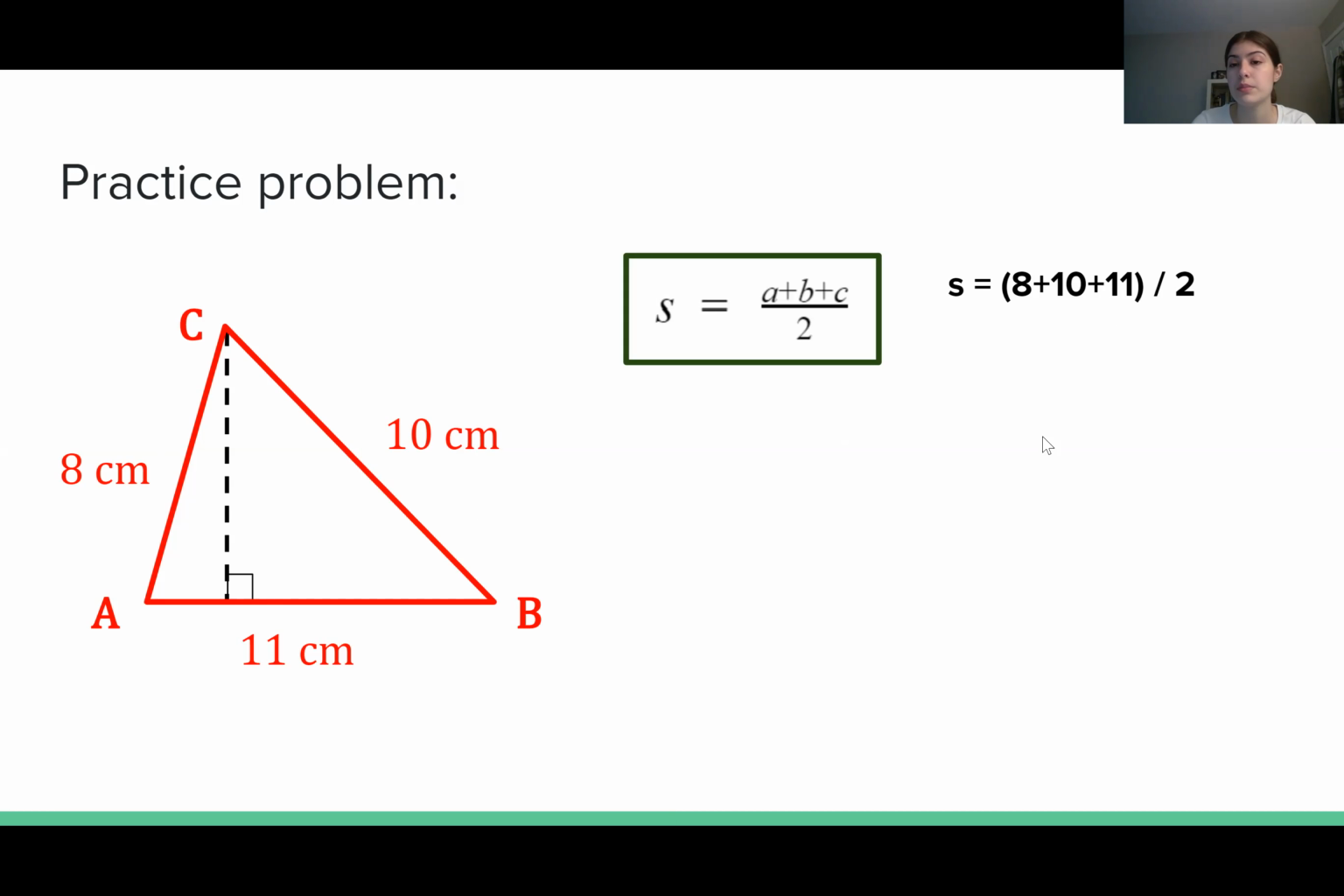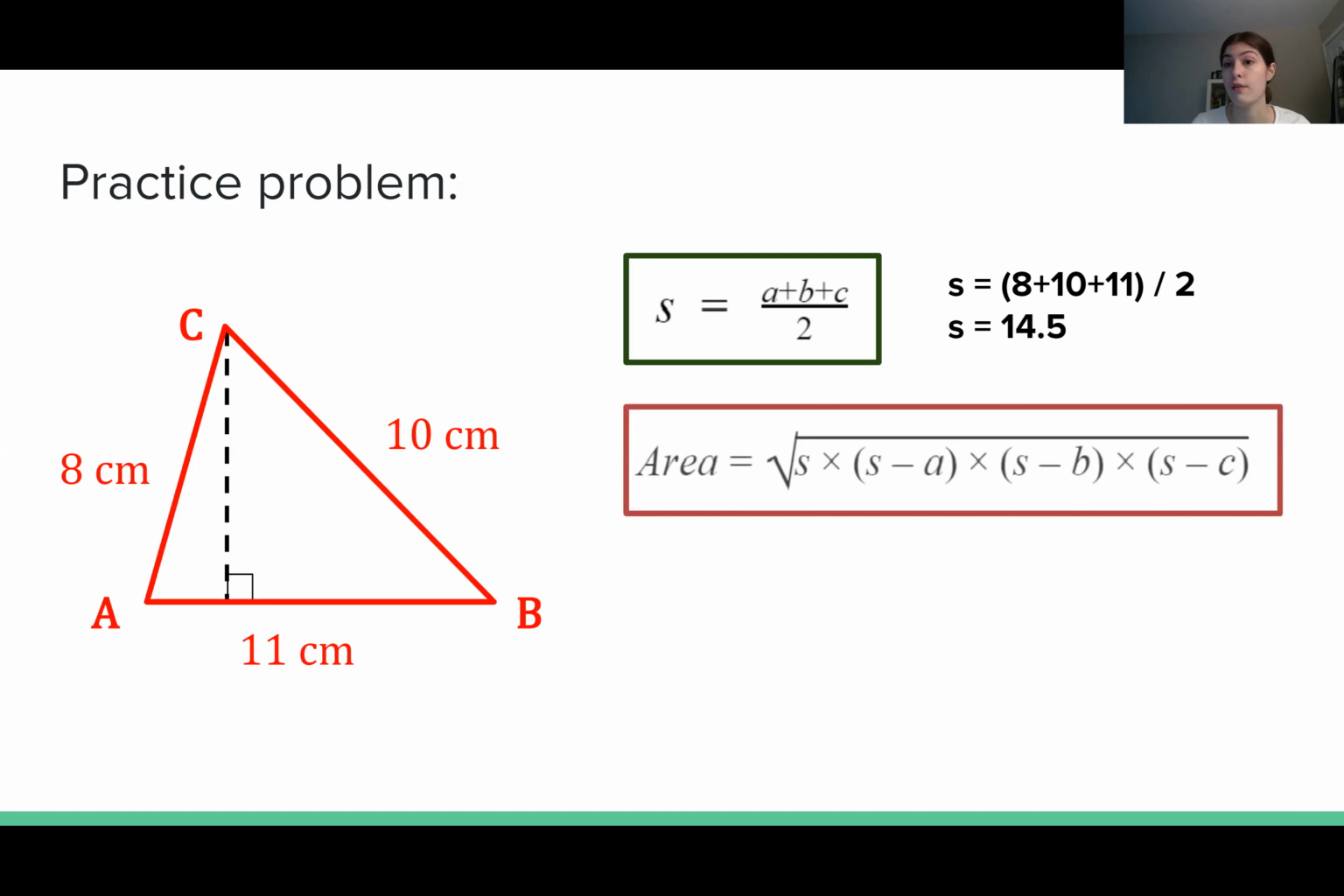When we take 8 plus 10 plus 11, I'm putting them in parentheses to make sure that they're all in the numerator of this fraction. You'll get that S equals 14.5. Awesome. Like I said, this intuitively doesn't really mean anything. It doesn't represent an actual physical thing happening in the triangle, but it is a helpful number because now it's going to help us with our area formula.